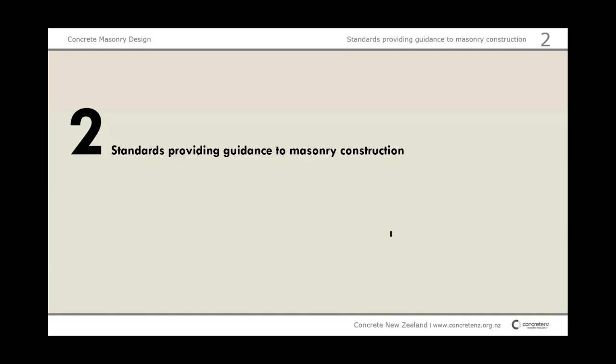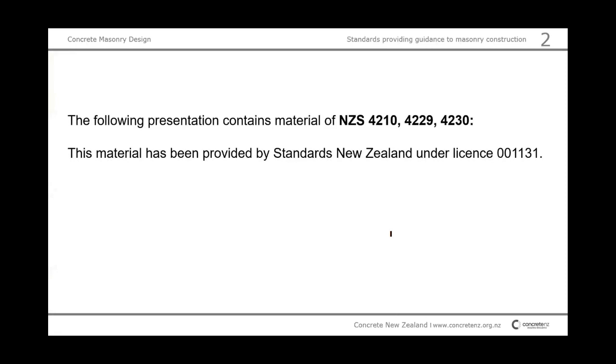So the next one, standards providing guidance to masonry construction. There are three main standards. I always have to show this up front, since I will cite and show some extracts of these masonry standards. We have the permission from Standards New Zealand to do so.